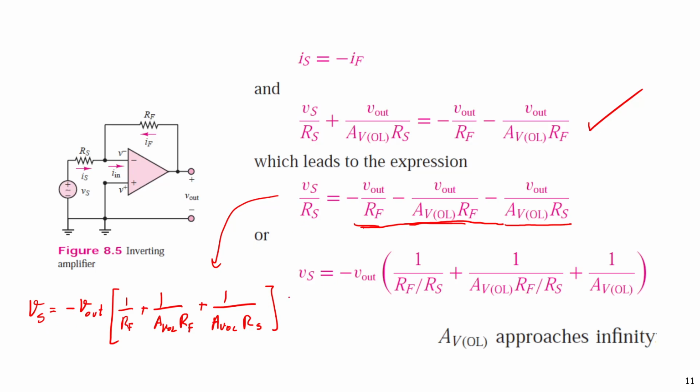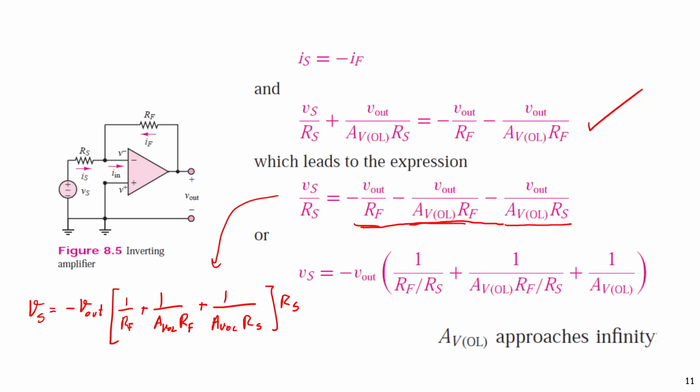Here Rs into Rs, multiplied by Rs. To multiply by Rs is divided by 1 by Rs again, right? We can get this equation. So we can get Rf by Rs again, and Rs by Rs is cancelled. We get 1 by open loop gain here. So this is the relation between Vs and Vout.